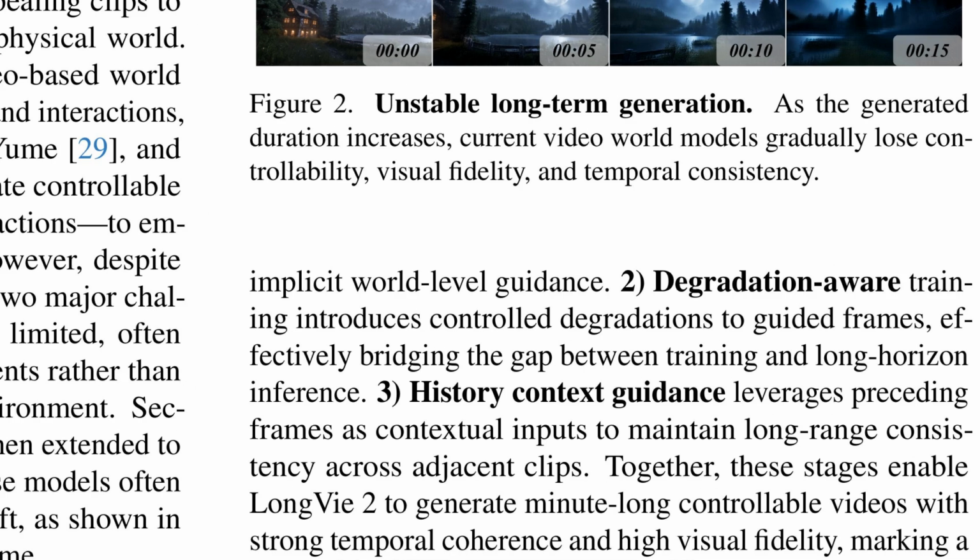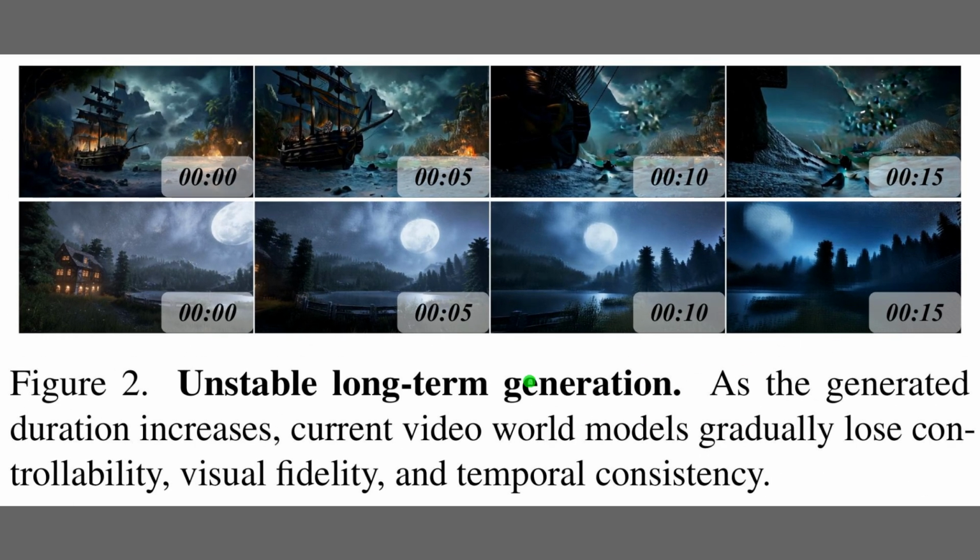Figure 2 illustrates why long video generation is hard in the first place. The top row shows a pirate ship scene that starts sharp and controllable at 0 seconds, but quickly becomes distorted and chaotic by 15 seconds, which signals both visual and semantic drift. The bottom row repeats this pattern for a moonlit lakeside house, where the cozy cabin view dissolves into a blurry, unrecognizable landscape. Together, these sequences highlight that existing video world models lose fidelity and temporal consistency as the generated duration increases.